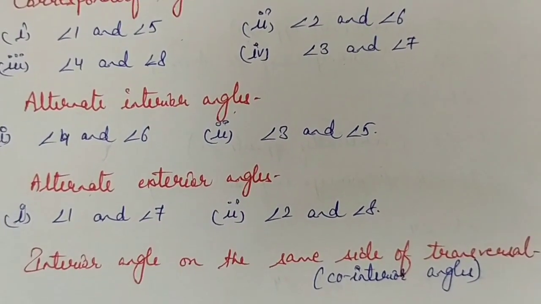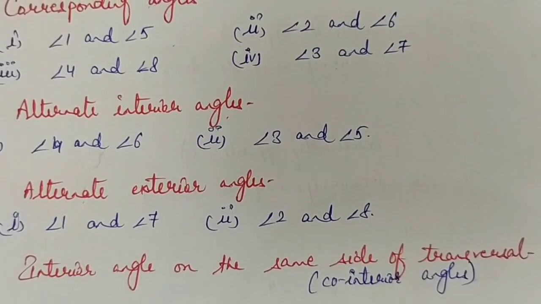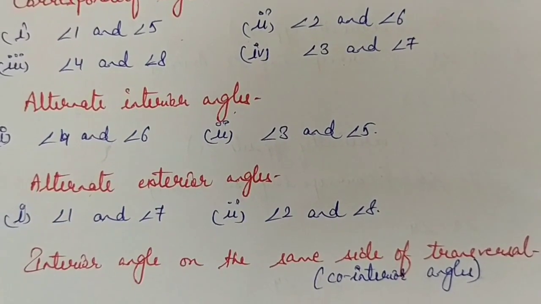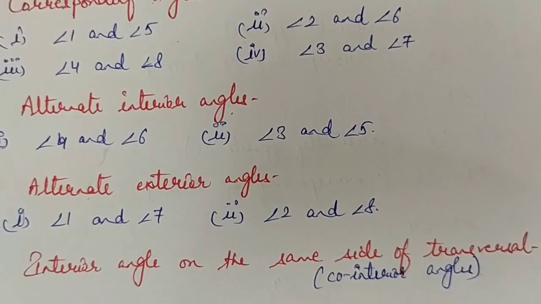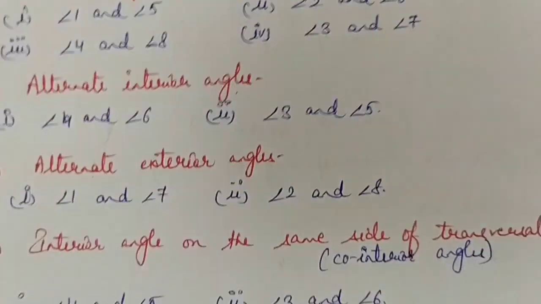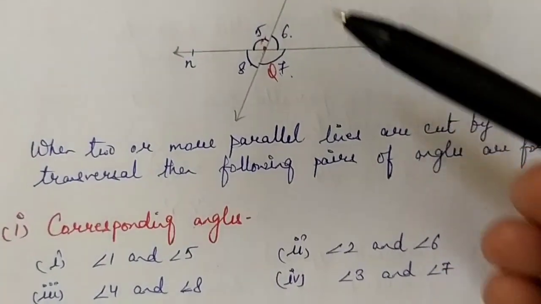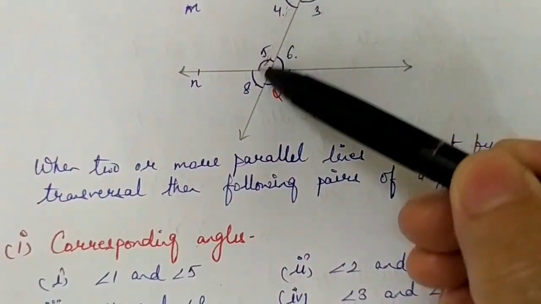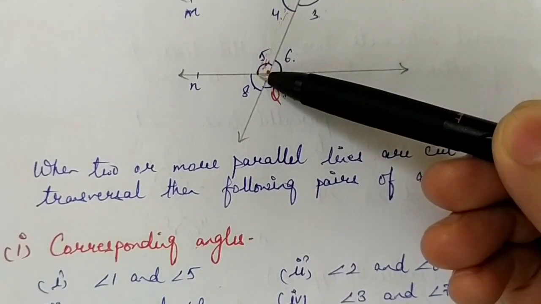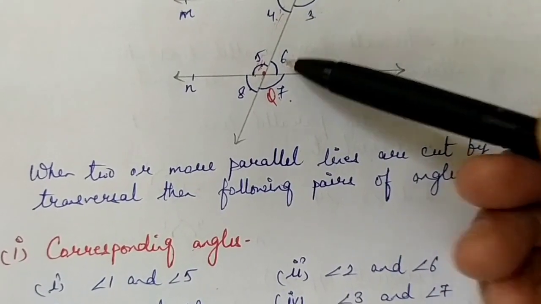Okay, they are also called co-interior angles or consecutive angles, या consecutive interior angles भी बोलते हैं. Consecutive interior angles या co-interior angles, ठीक है, या interior angles on the same side of transversal. So हम co-interior angles से इनको denote कर सकते हैं. The interior angle on the same side of transversal means same side means this side, left side, or interior, है ना, co-interior. So angle 4 and angle 5 is one pair of co-interior angles, and angle 3 and angle 6 is another pair of co-interior angles.